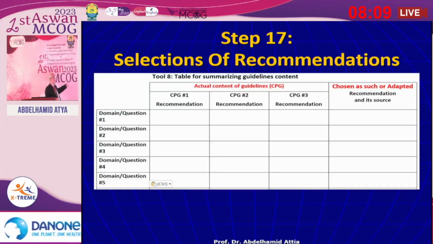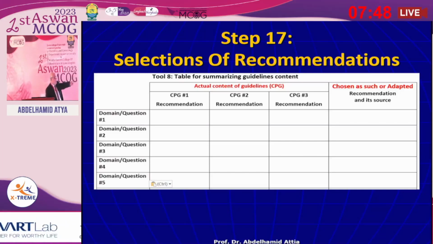And this is the second, the most important table in the adaptation process. This table shows what? What is the question or domain? The clinical practice guideline number 1 recommendation, what did it say? The second guideline, what did it say? The third guideline, what did it say?